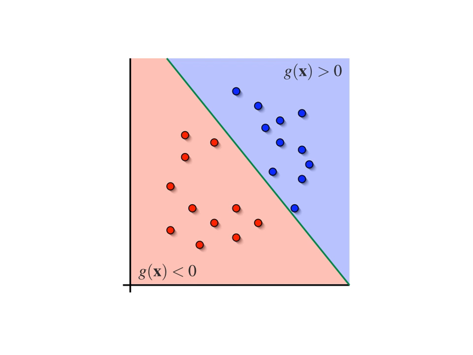So g of x less than 0 equates to the red region of the graph, and g of x greater than 0 equates to the blue region of the graph. So you can see that if for a particular new data point, our g of x is more than 0, that suggests that it's in that blue region of the space, and that it should be a blue dot.